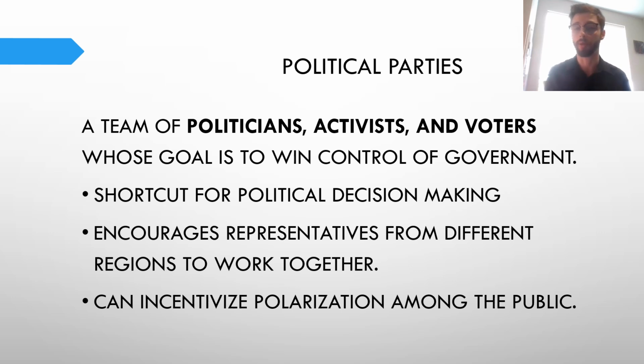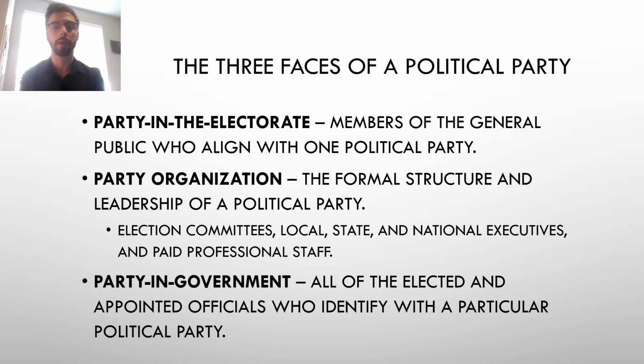And when we look at political parties, we see three main collectives: politicians, those we elect; activists, those working behind the scenes but still with their names openly published on all forms; and voters, us. So let's go into these three in more detail. When we look at political parties, we can see there are three faces of a political party at all times: the party in the electorate, the party organization, and the party in government.